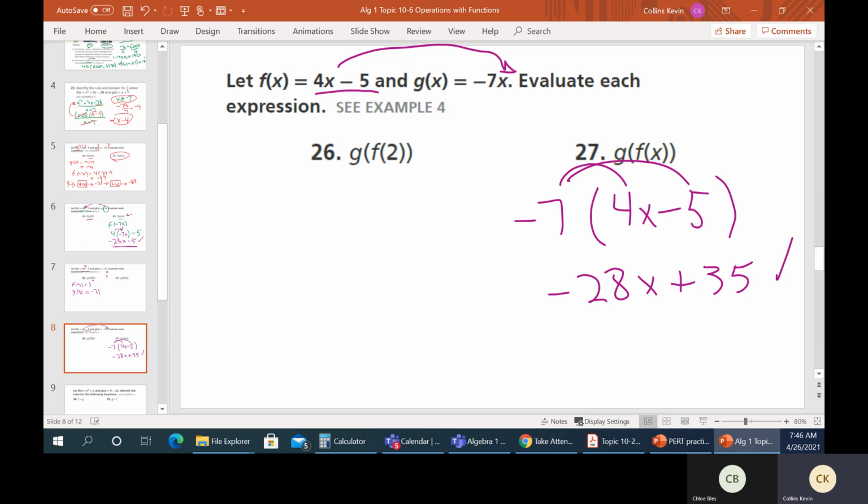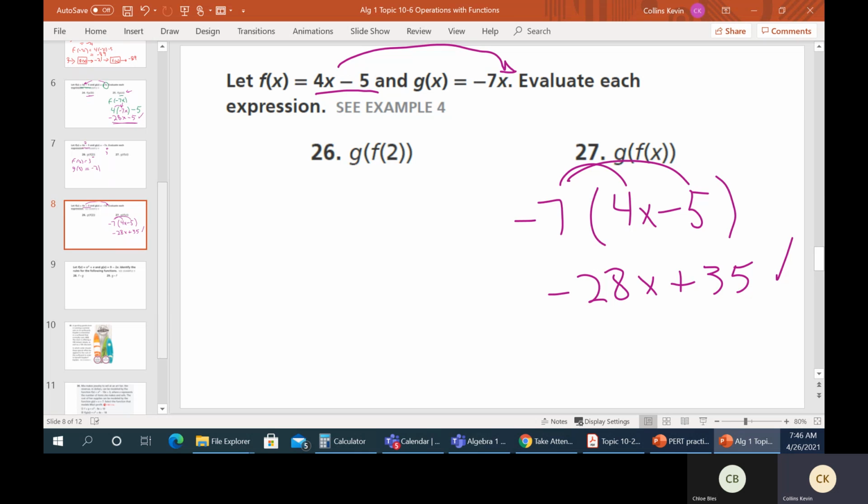All right, so that went a little faster than I expected, so let's maybe do the next one, and then that'll be it.